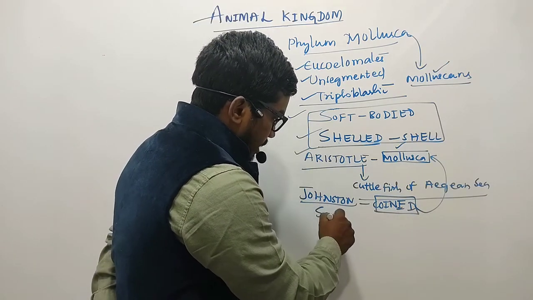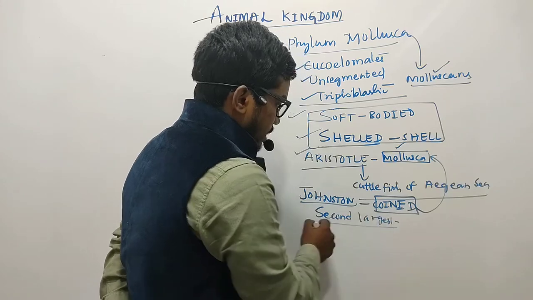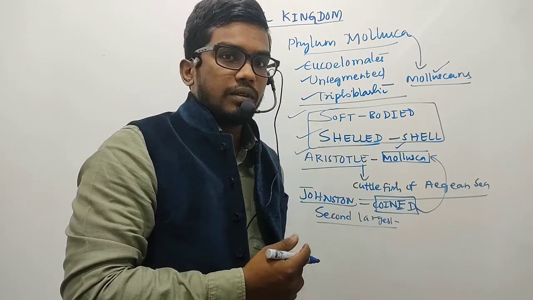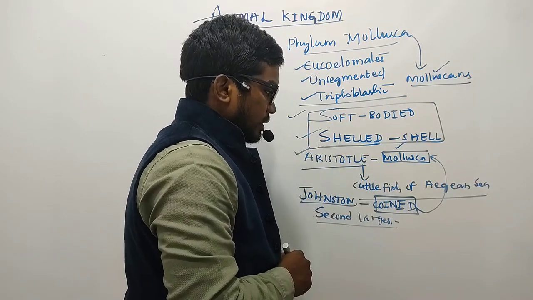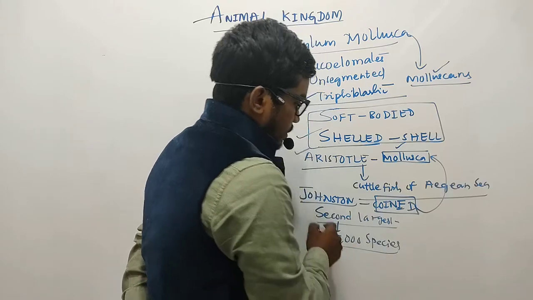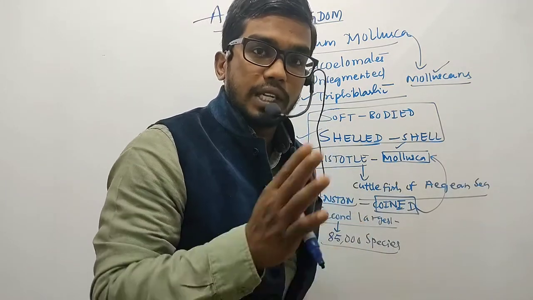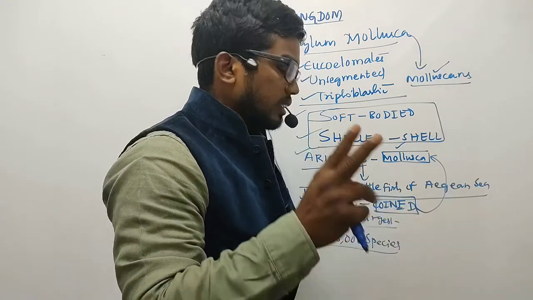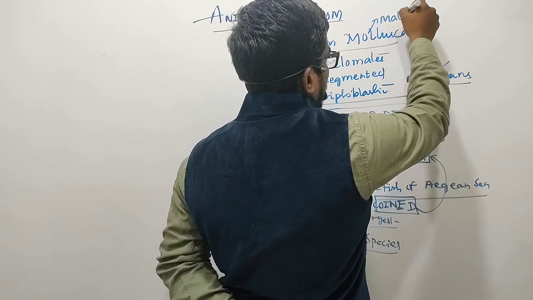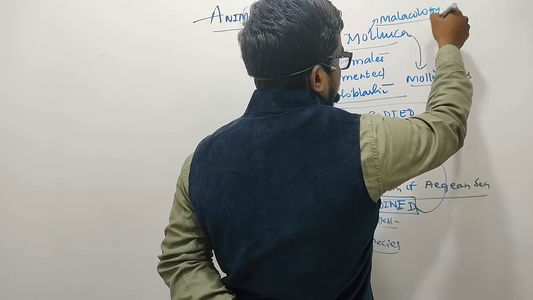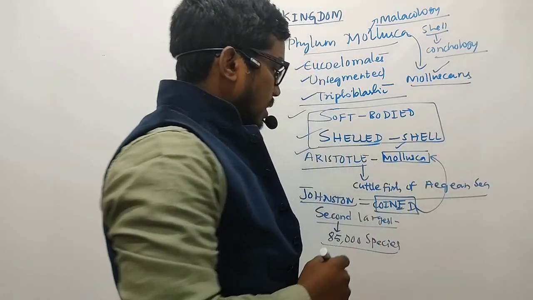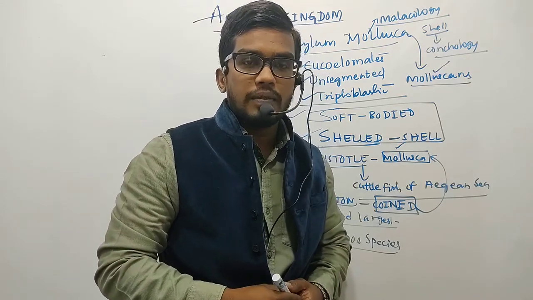So this phylum is the second largest. Already we have discussed that Arthropoda phylum is the largest phylum among all the animal phyla. The second largest is the molluscans, where we can find approximately around 85,000 species. It is very less compared to Arthropoda phylum, yet 85,000 is a very big number. So this is the second largest phylum, and to go with that, the study of Mollusca is called malacology, and the study of their shell is called conchology. So these are a few introductory points with respect to the invertebrate phylum Mollusca.